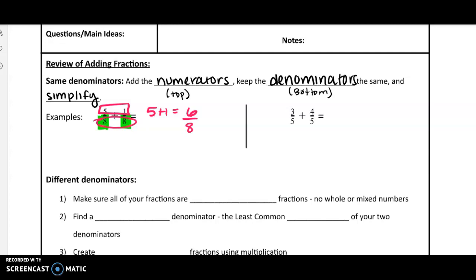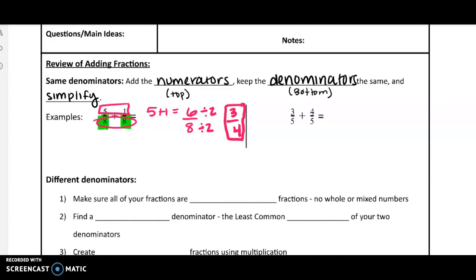Now we need to simplify. So 6 and 8, we are looking for our greatest common factor. So both of these are even, so we're going to divide by 2 on top and bottom. And 6 divided by 2 is 3, and 8 divided by 2 is 4. So our answer is 3/4.